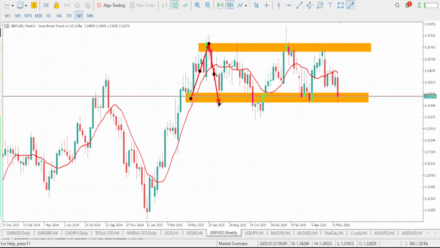The market also rejected from the support level, then came back to tap our resistance, and it rejected from the resistance and dropped to tap our support level again. This pattern repeated several times: rejection from the support, a push up to the resistance, then a rejection from the resistance and a drop back to the support level, right?